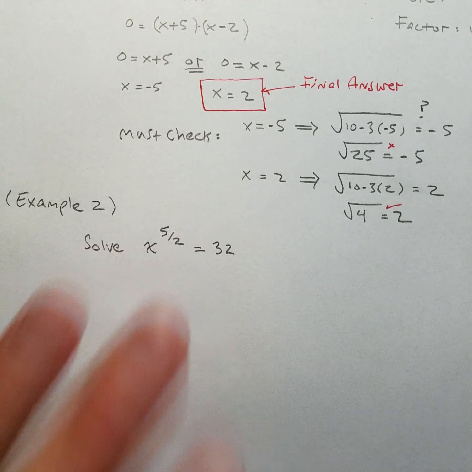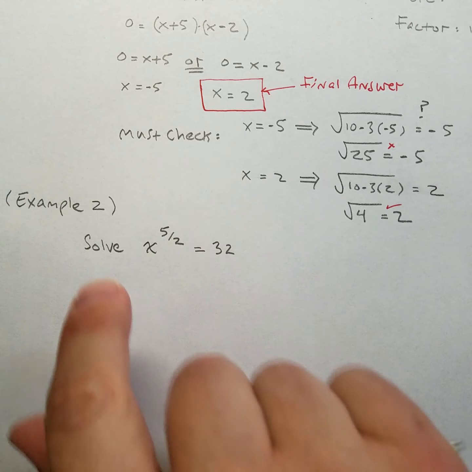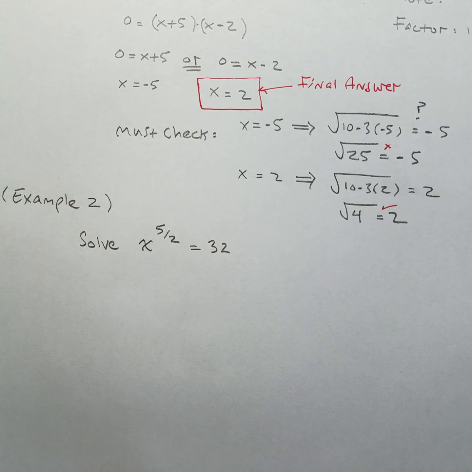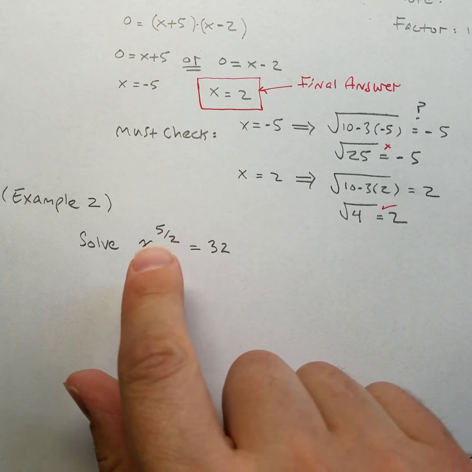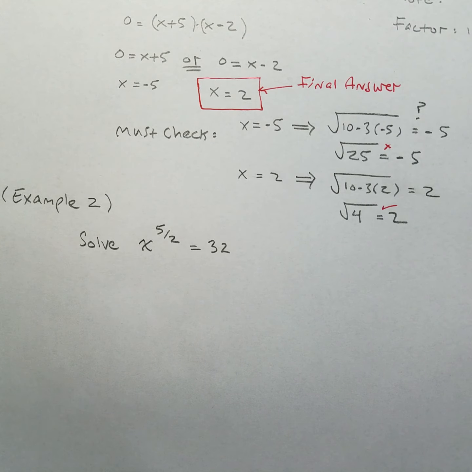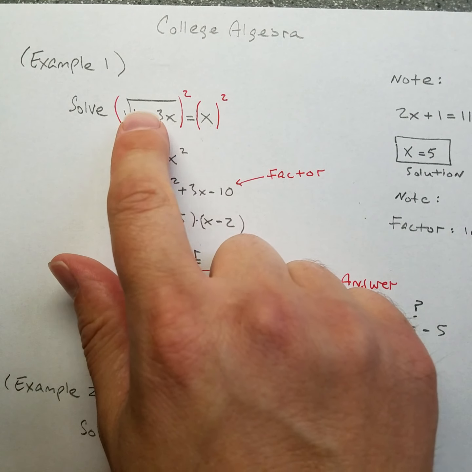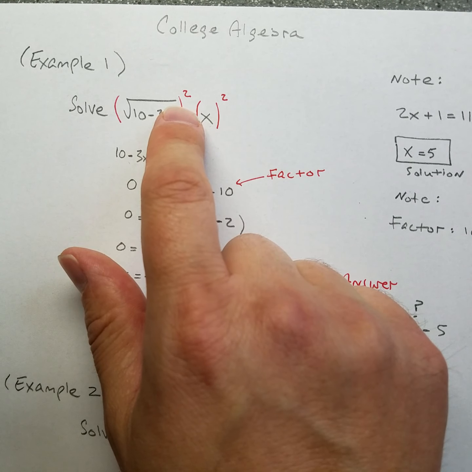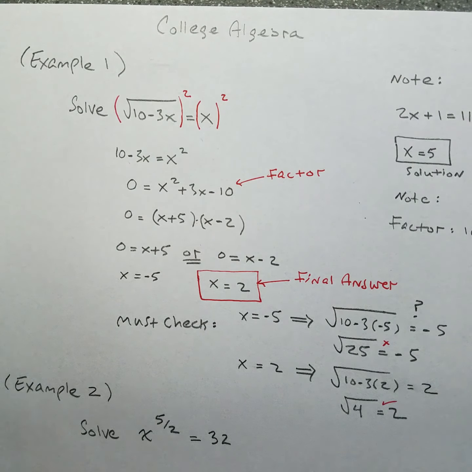Now about, say, something like this. Okay, here's something that looks very different. It says x to the 5 over 2 power. The power is a fraction. Okay, x to the 5 over 2 power is 32. Now, just like when you see the square root, we had a way of dealing with that. And we said, well, you square both sides. That's how you deal with it.